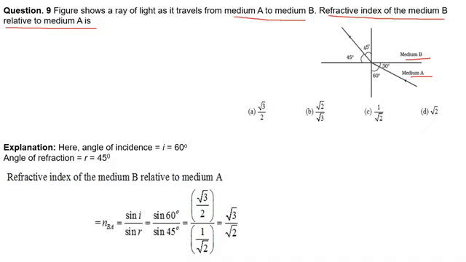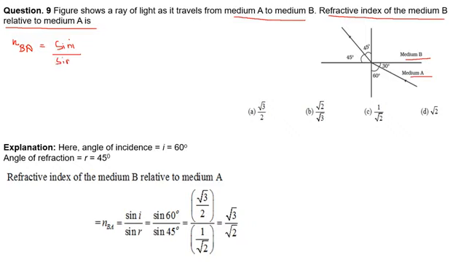So we are going to use the formula. Refractive index is denoted by the letter n, or you can say nu, of B with respect to A. Because they have given the angle of incidence and angle of refraction, we can use Snell's formula. That is also one of the methods to find the refractive index. So that says sine i upon sine r.